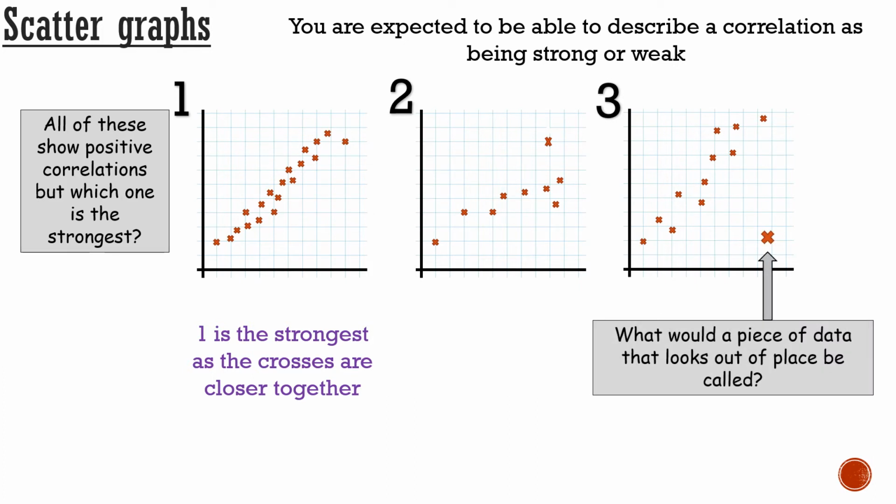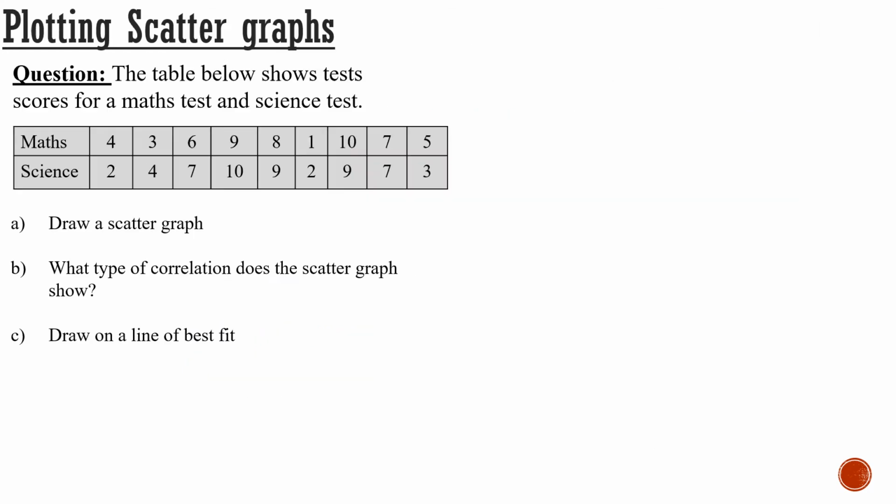On scattergraph number 3, we have a random cross just on the outside of all of the other ones, and it doesn't really seem to fit. And this has a special name, and it's called an outlier. Most of the time on scattergraphs we tend to ignore that piece of data because the rest of the data sits all together in a different place. So it's just useful to know in case they ask you that.